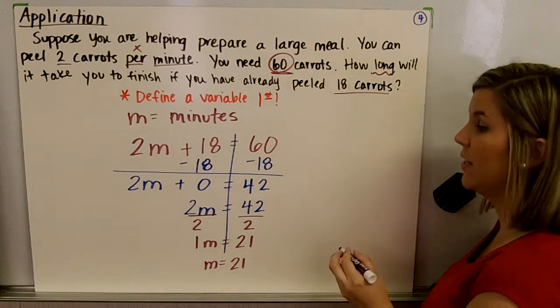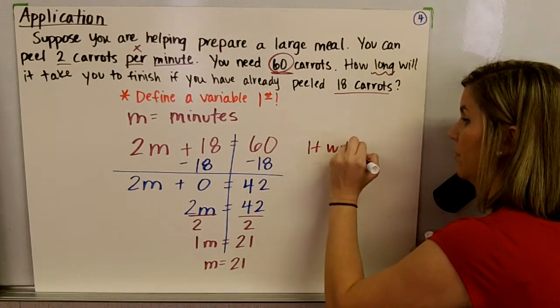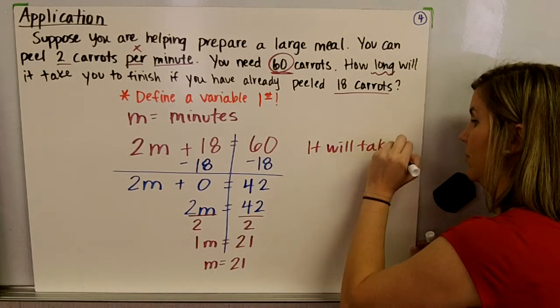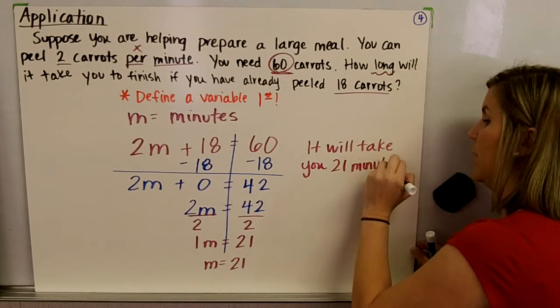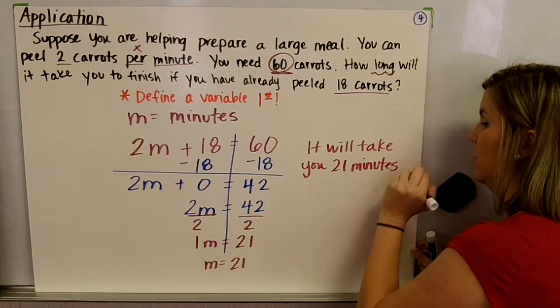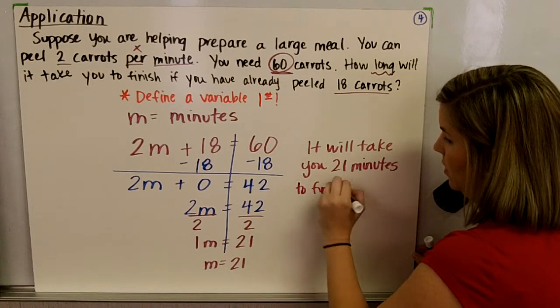So it says, how long will it take you to finish? You've already peeled 18 carrots. It will take you 21 minutes. And we can write that as a sentence. It will take you 21 minutes to finish peeling carrots.